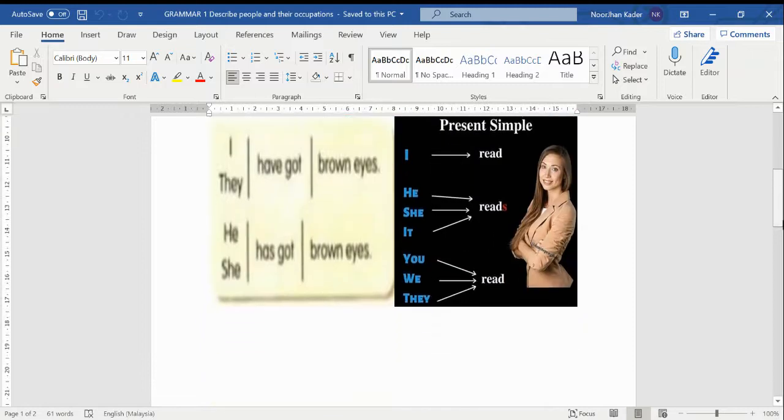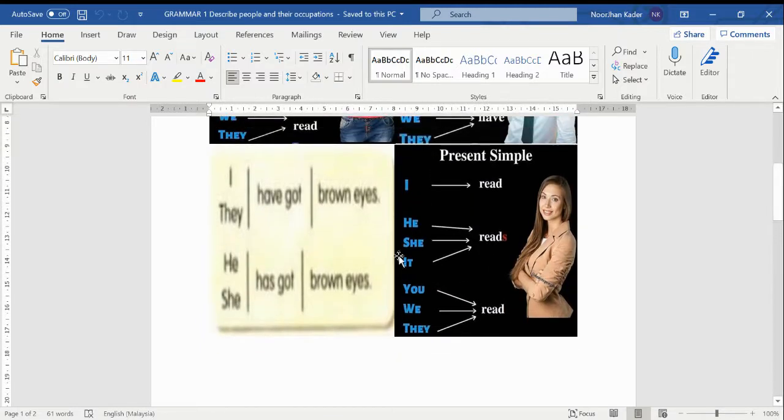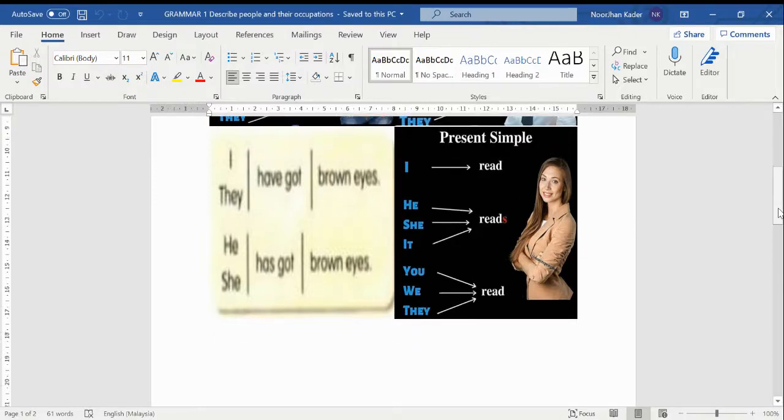Okay, let's go to the third grammar item. I have got brown eyes. They have got brown eyes. He has got brown eyes. She has got brown eyes. And the fourth one, present simple tense, but in this one our verbs are in positive verb form. So it will be I read, he reads, she reads, it reads, you read, we read, they read. Okay, I think that's enough for now.